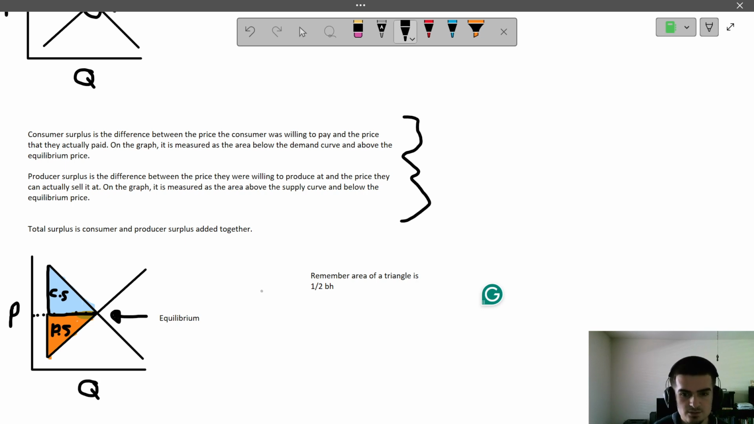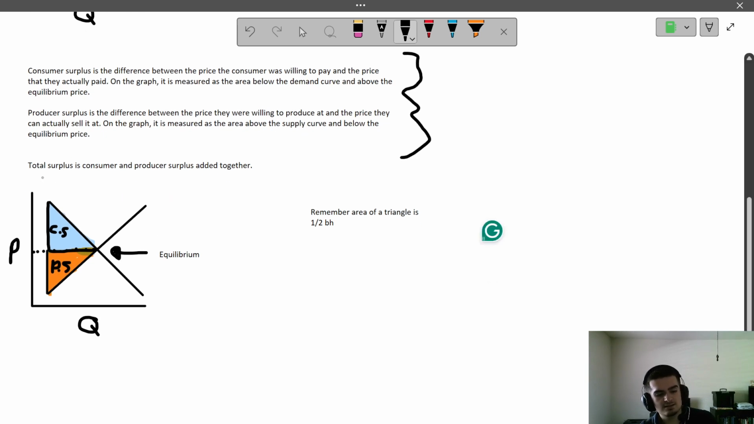So, as a consumer, let's say you go to the store and you're willing to buy this bag of chips for $5, right? And they sell it to you for $3, then your consumer surplus would be $2 because you're willing to spend 5 and you got it for 3. And then producer surplus would be like if the vendor was willing to sell it for $1.50 and they were able to sell it at $3 and they got $1.50 above what they were willing to sell it at.